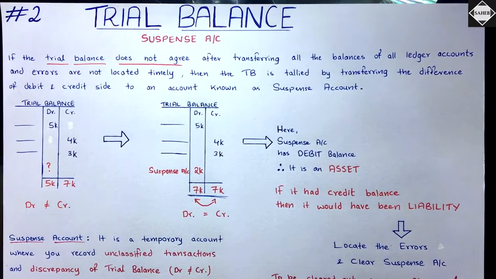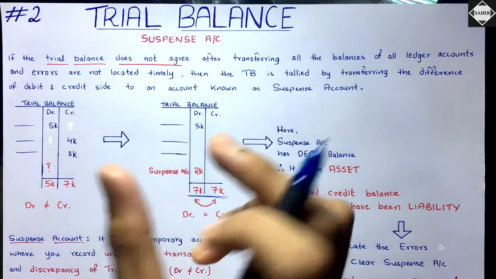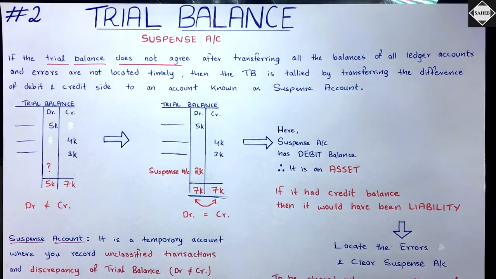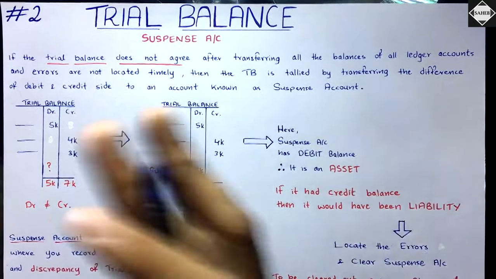So you don't have enough time and you are not able to locate the errors. So how are you going to rectify them? You can't rectify them until and unless you locate them, right? Some errors you will be able to locate and rectify, and some errors you will not be able to locate and rectify within that short span of time. So what you will have to do as an accountant is continue the accounting process and finalize the accounts.